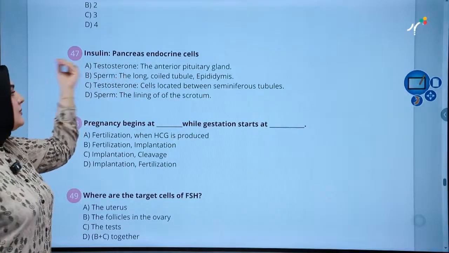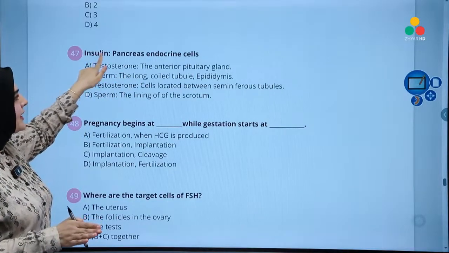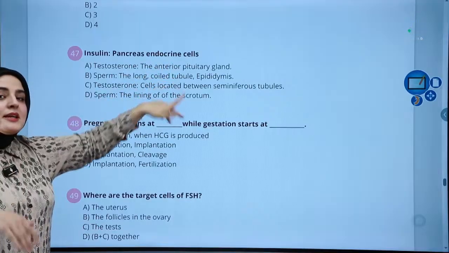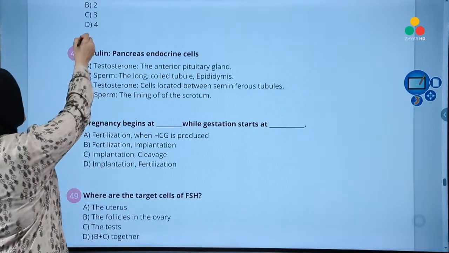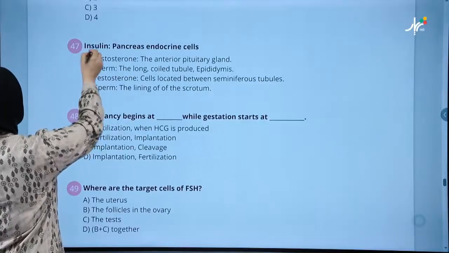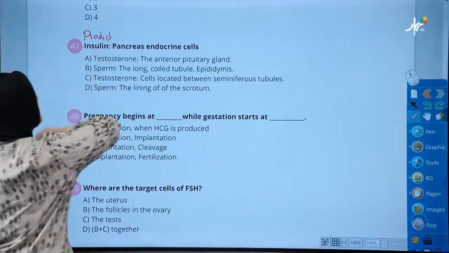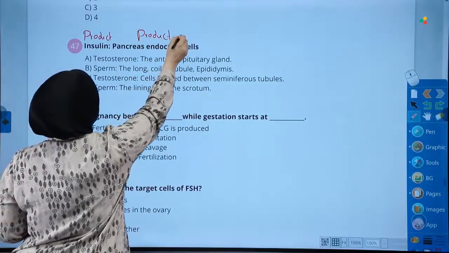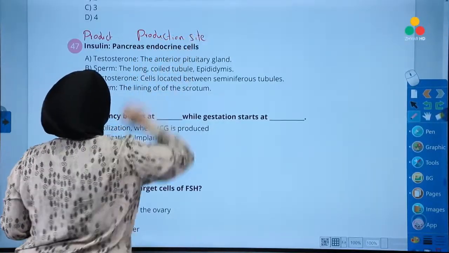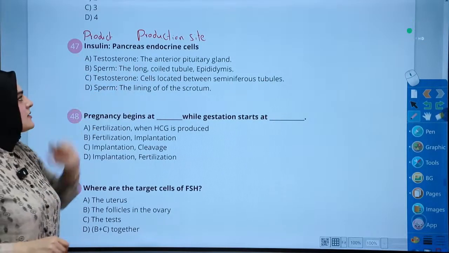Question 47. Here, analogy, you should find the pattern. Insulin, a hormone, pancreas, endocrine cells, it's where it's produced. I don't see any more hormone. I'll consider this as a product, and this is the production side. So the product should be on this side and the production should be on the other side.